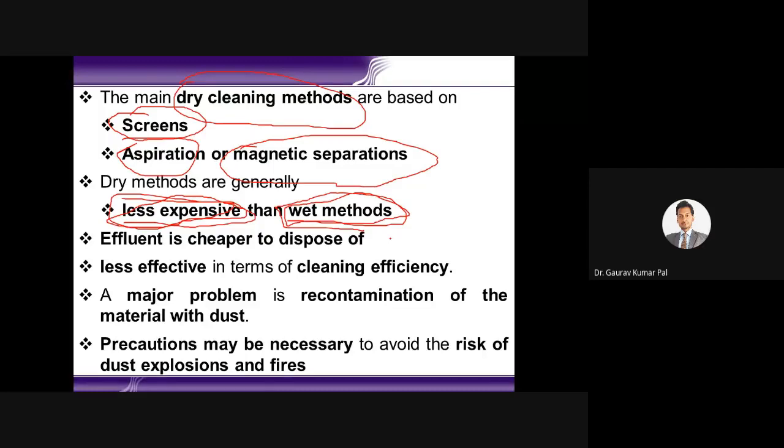Ayushi, can you hear me? Ayushi is here? Yes, she's here only. Just unmute yourself and speak. How can you differentiate why the dry methods are less expensive? Just unmute yourself and try to speak.